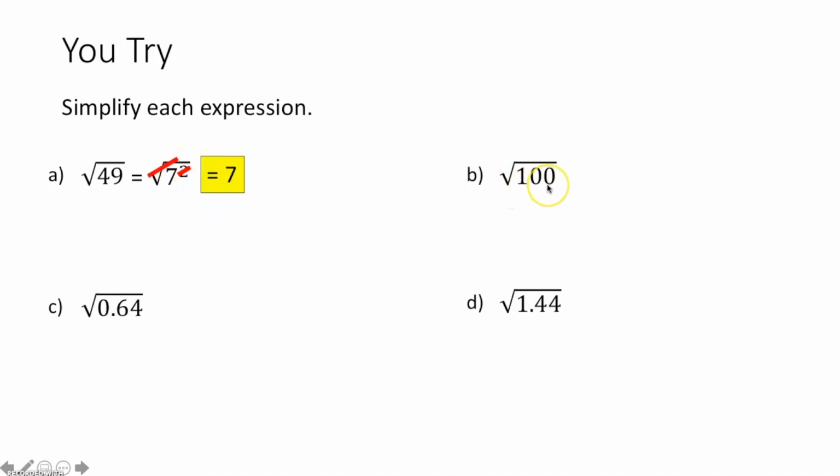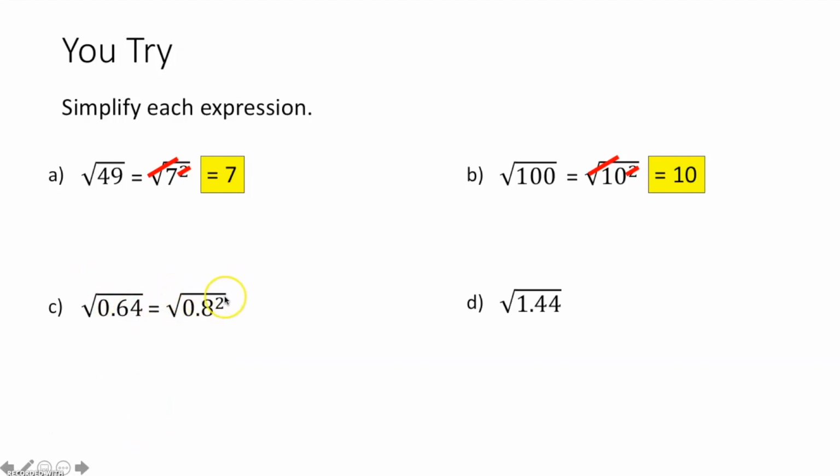Over here, 100 is equal to 10 squared. We can then cancel out the radical and the square. We're left with 10. Down here, 0.64. Just like last time, let's just look at 64. What number squared equals 64? That's actually 8. So if we're looking for what number squared equals 0.64, then that would be 0.8.